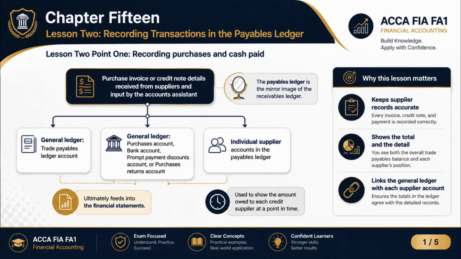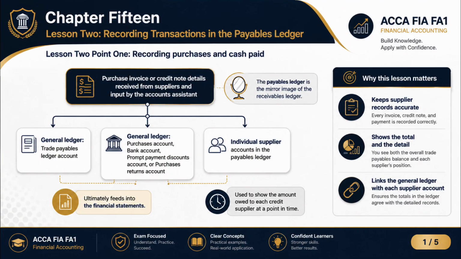The mirror image idea. The textbook says this process is like a mirror image of the receivables ledger. Let us make this simple. In the receivables ledger, we record customers who owe money to the business. In the payables ledger, we record suppliers whom the business owes money to, so the direction is opposite. Receivables are about money coming into the business from customers. Payables are about money going out of the business to suppliers. That is why the payables ledger is like the mirror image of the receivables ledger.